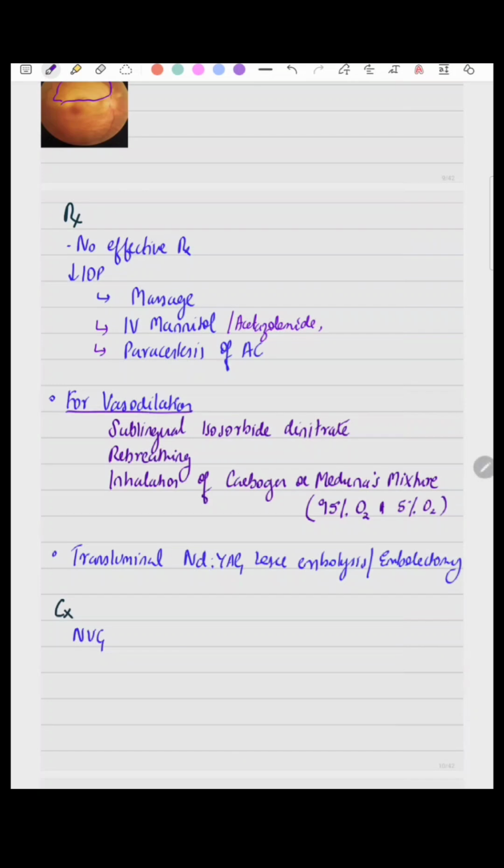For vasodilatation, we can give sublingual isosorbide dinitrate, or rebreathing into a paper bag in order to elevate the blood carbon dioxide and cause respiratory acidosis. Or inhalation of carbogen, which is the same as rebreathing into a paper bag, or Meduna's mixture, which is 95% oxygen and 5% carbon dioxide. Then transluminal Nd:YAG laser embolysis or embolectomy can be done. Steroids are given in case of giant cell arteritis.